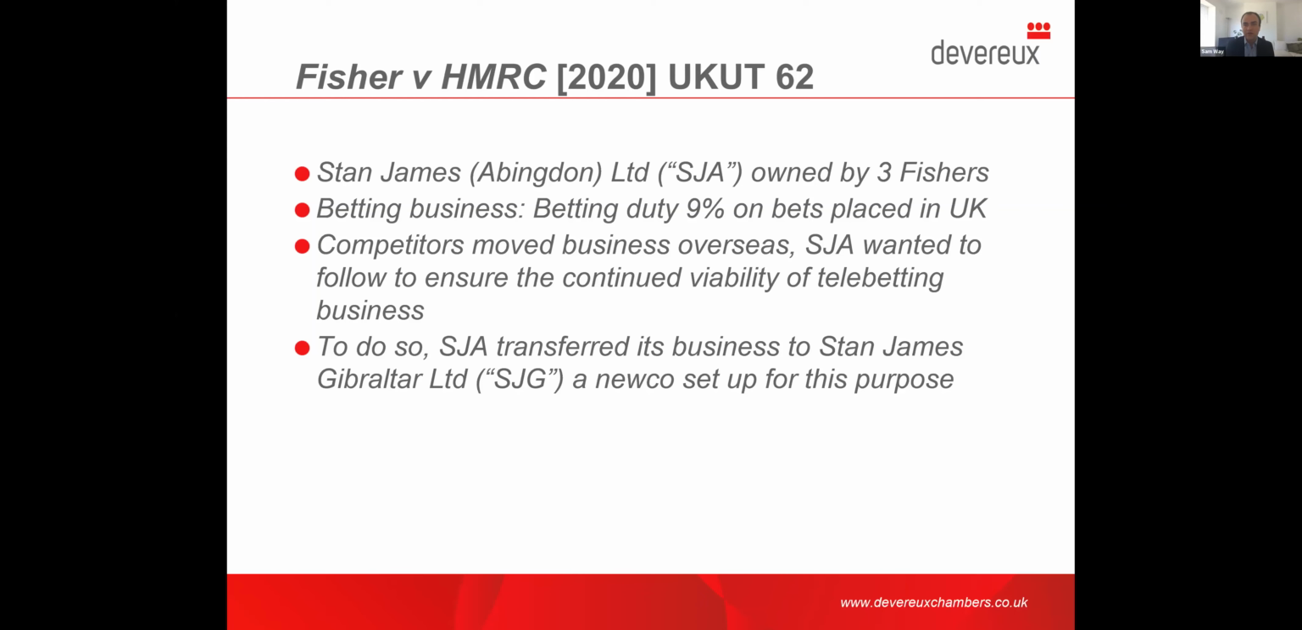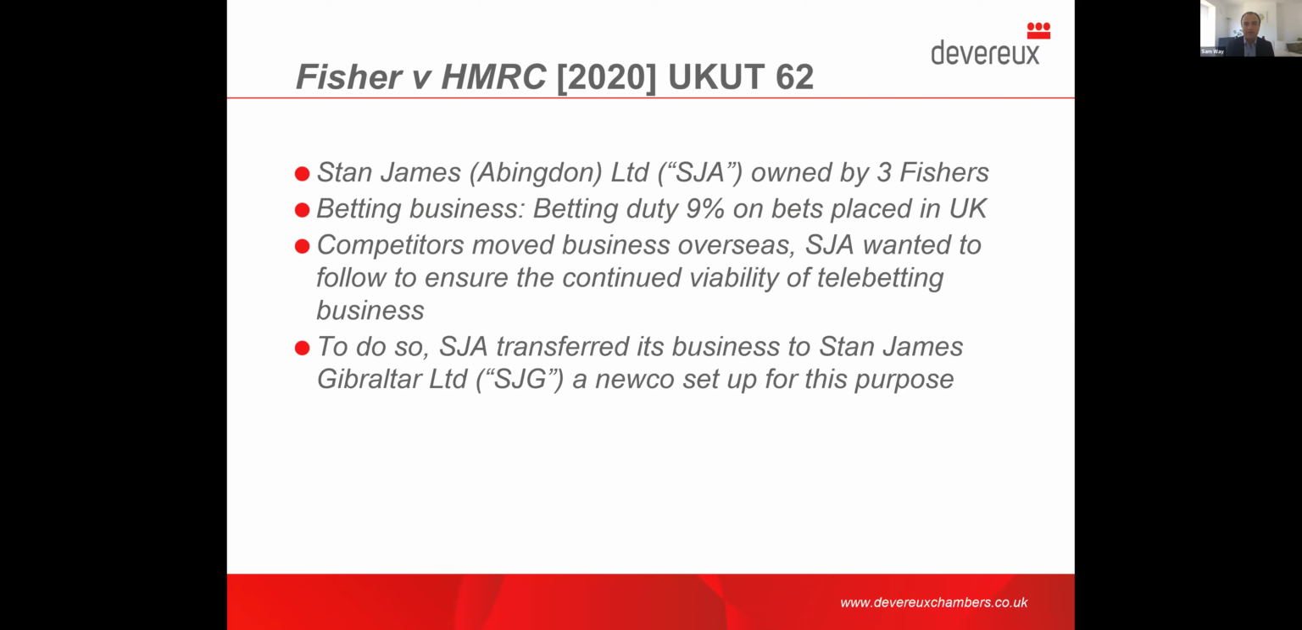The FTT had found that those new businesses only got off the ground because income generated from the transferred telebetting business was used to finance them. So whilst that seems quite a loose factual link, it was a matter of fact for the FTT to determine and not for the upper tribunal to interfere with.